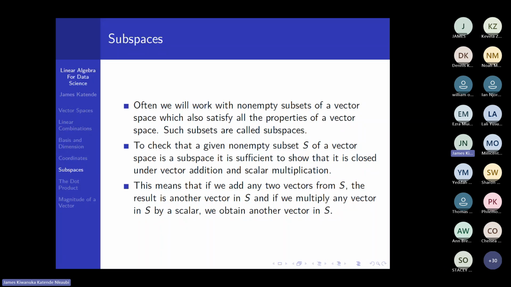One is that it is closed under vector addition, and the other is that it is closed under scalar multiplication. What that means is that any two vectors from the set, when added, will give you another vector in the set. And if you multiply any vector in the set by a scalar, which here would mean a real number, you still get another vector in the set. So those two properties are sufficient to check that any subset of a known vector space is a subspace.